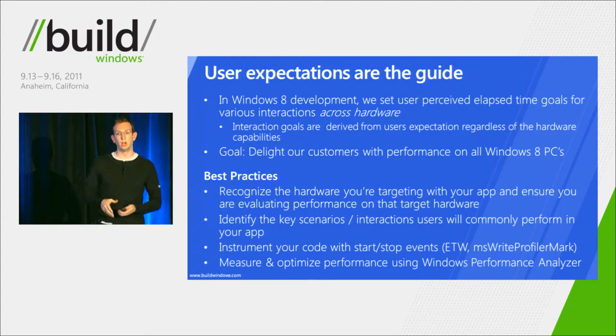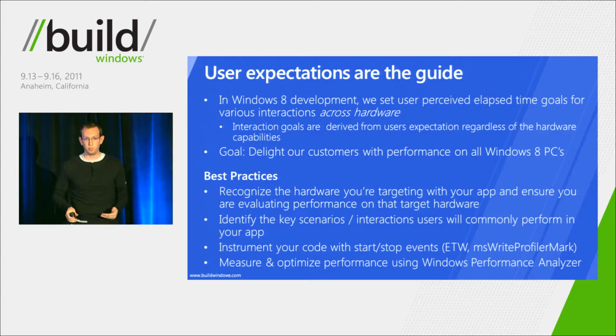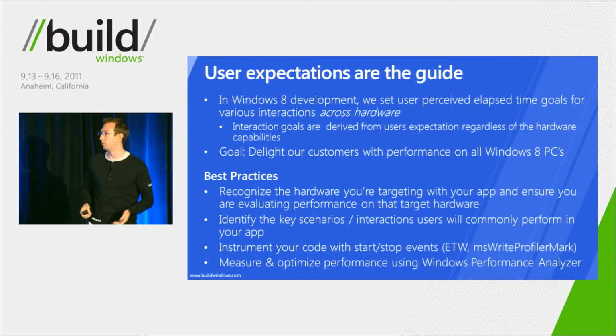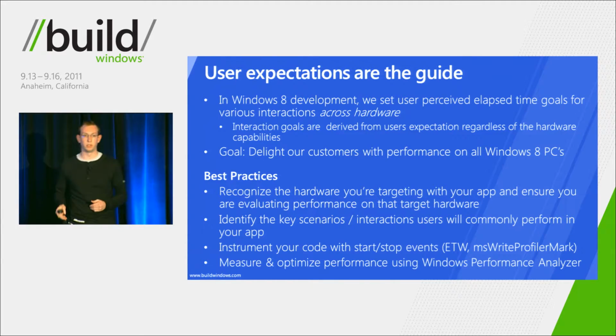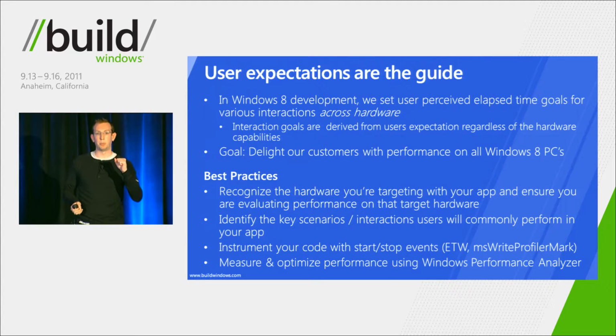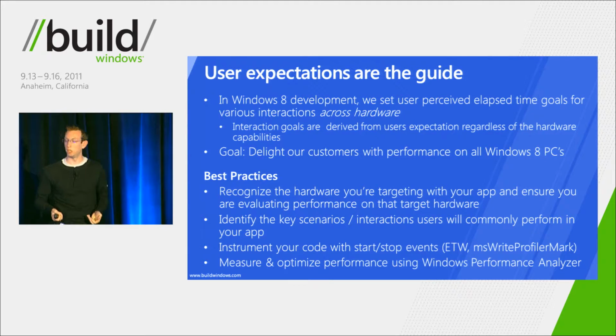We set goals there. The goals were elapsed time. The goals weren't CPU consumption. The goals were elapsed time because that's what users end up feeling. And so what we did is we instrumented our code with start and stop events across the board. There's hundreds of these scenarios. Start happens when the user first enters that input that triggers an activity. End happens when the user gets the feedback that they expect out of that activity. You guys can do the same.